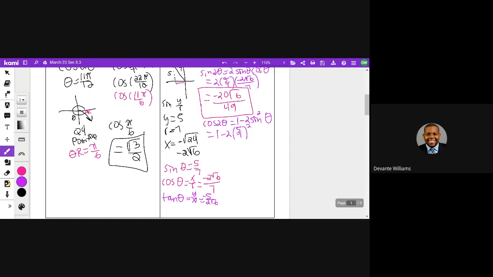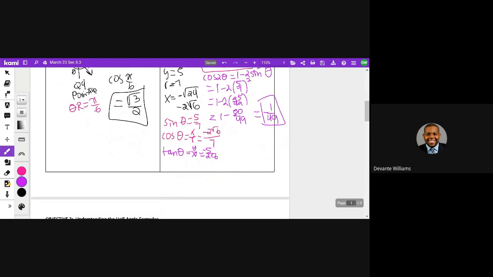Remember order of operations, PEMDAS, we do the exponent first. So we square it, we get 1 minus 2 times 25/49. Multiply the 2 and we get 1 minus 50/49. And then 1 is the same thing as 49/49. So the answer will be negative 1/49 is the answer for the cosine of 2 theta.